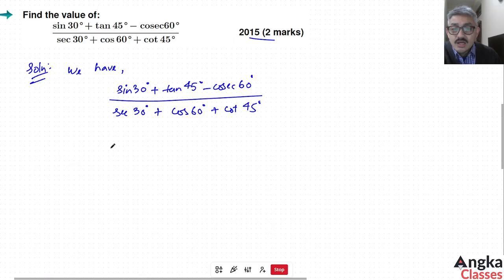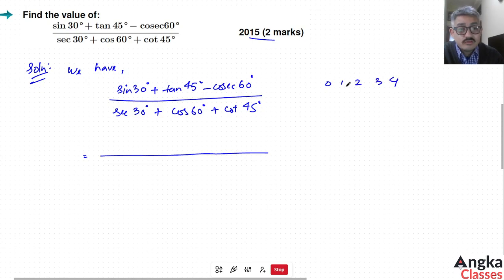Now the values. Sin 30 degree: from 0, 30, 45, 60, sin 30 degree is 1 by 2. Plus tan 45 degree is 1, minus cosec 60. Cosec 60 is the reciprocal of sin 60 degree, so it is 2 by root 3.